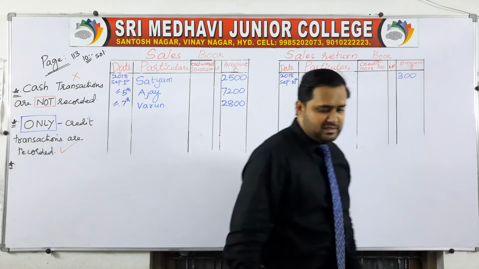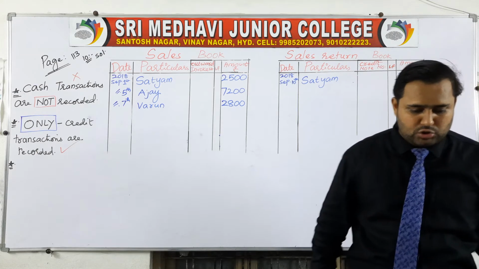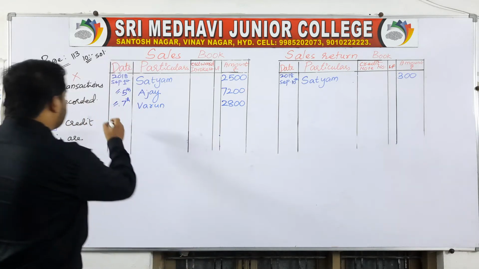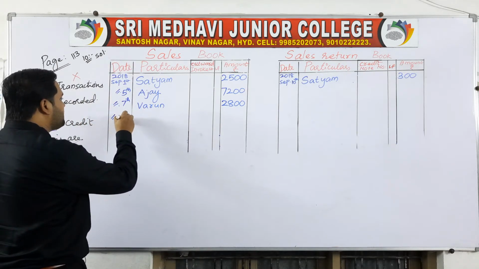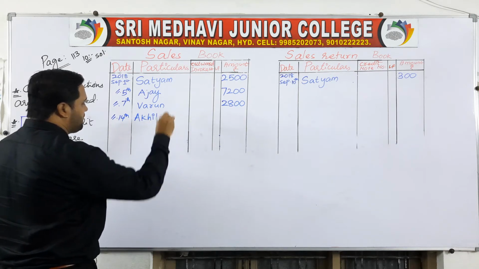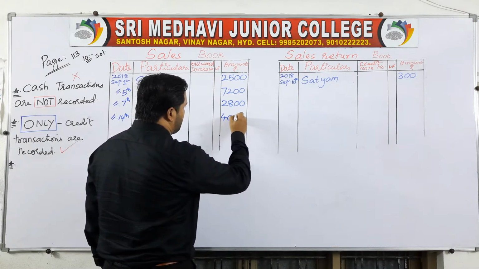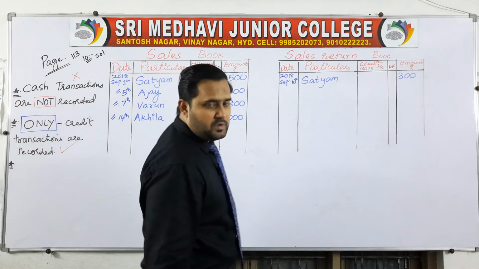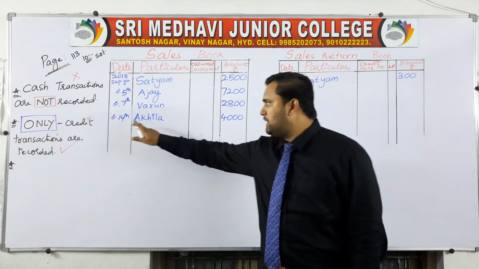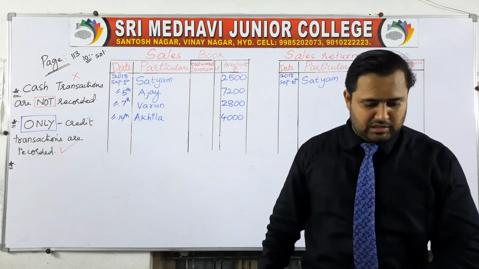What is the next transaction here? 14th of September, sold goods to Akhila 4,000 rupees. Date 14th, Akhila. How much is the price? 4,000 rupees. So write the party name here, write the date and the amount in the amount column, 4,000 rupees. What is the next transaction?